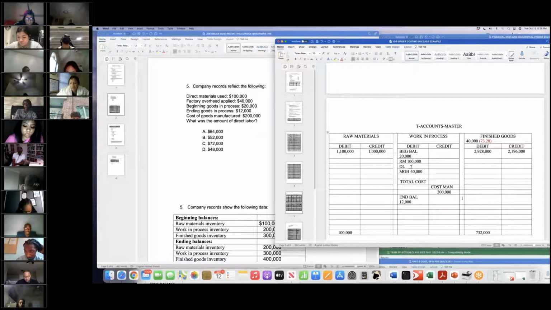To whittle it down some, if the cost that we transferred out was 200 and 12 left, then the total cost must have been 212, right? Would everybody agree with that? If you transferred out 200,000 and you had 12,000 left, then this total cost number was 212,000. Can you get the labor now? Yes. How would you get the labor?